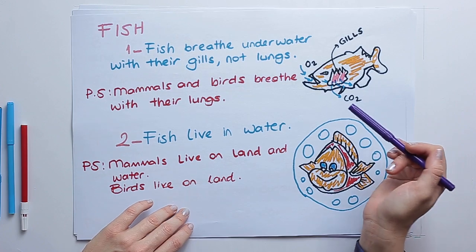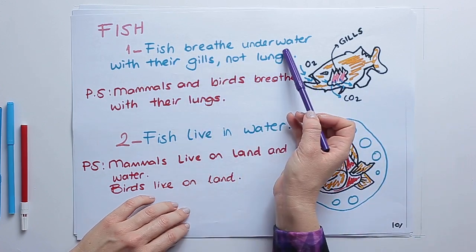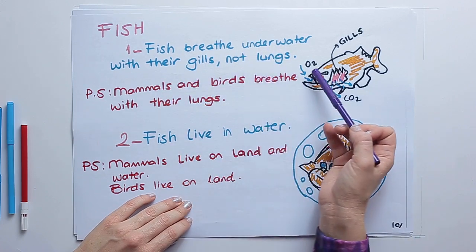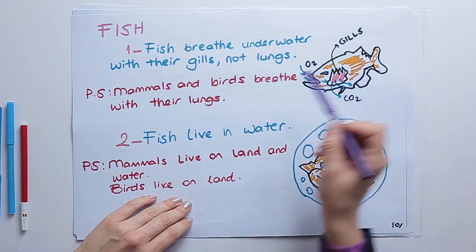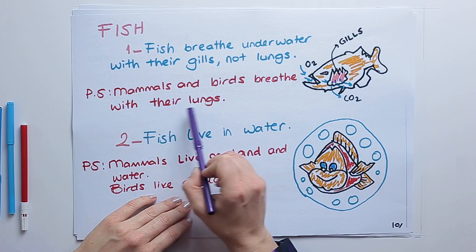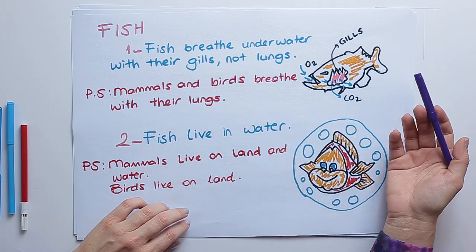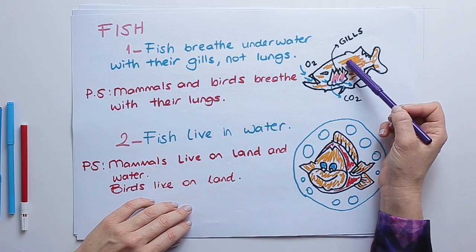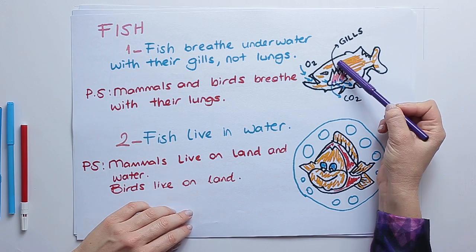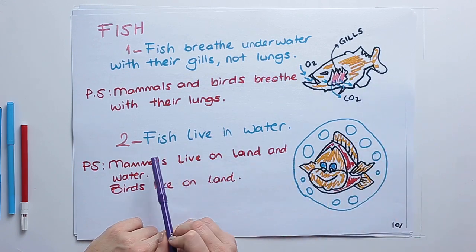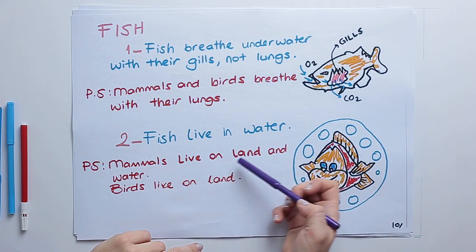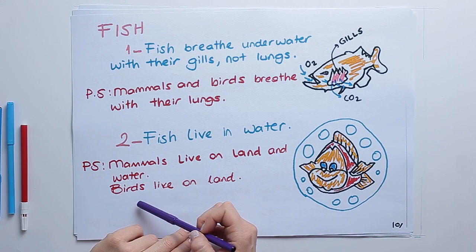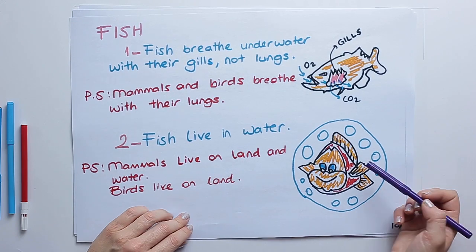Fish, the third kind. Fish breathe underwater with their gills, not lungs. Here is an example. If you remember, mammals and birds breathe with their lungs, like human beings. But when you think about fish, they breathe with their gills. Fish live in water. While mammals live on land and water, birds live on land.